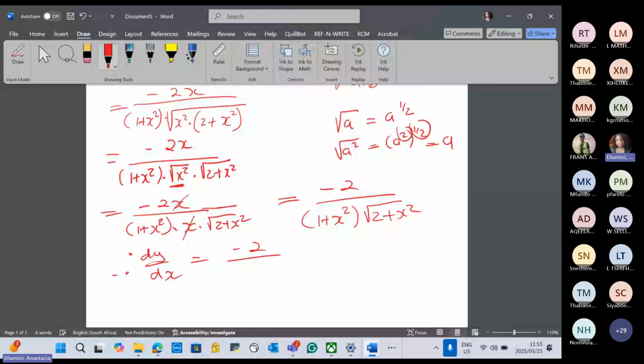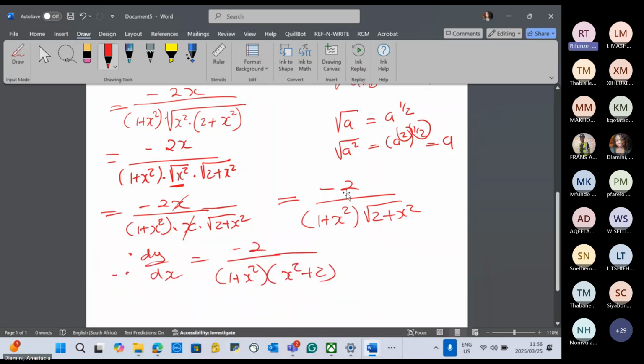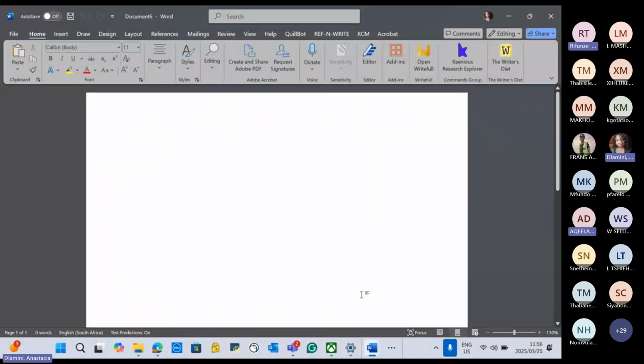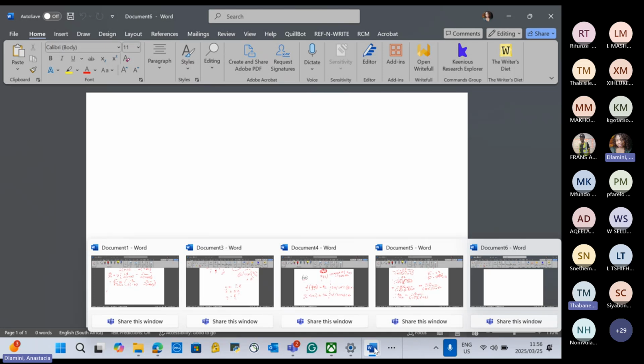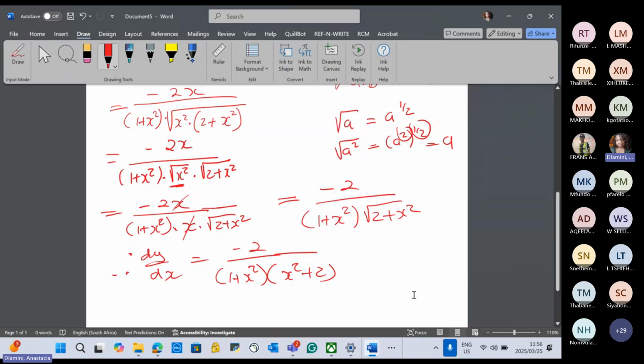Let's see how they wrote it in the study guide. They say 1 plus x squared plus 2. Well done, ladies and gentlemen. Are we happy? Yes, ma'am. Shouldn't there have been a root sign there? Yes, there's been a root sign, which is this one over here. Thank you very much. There's a root sign there.